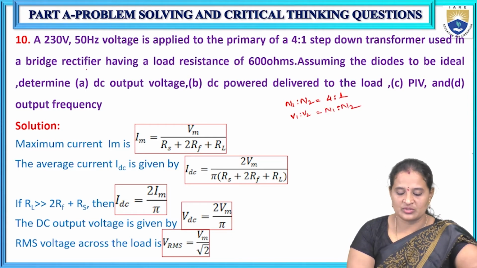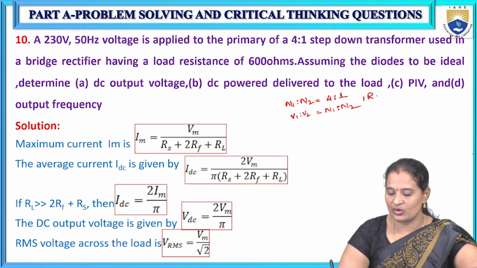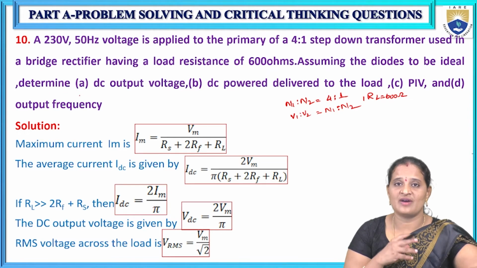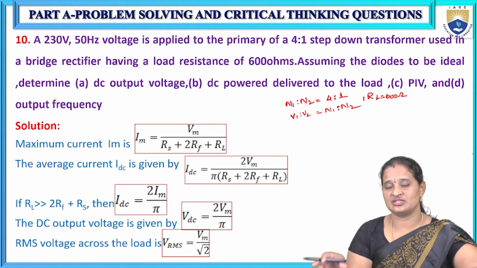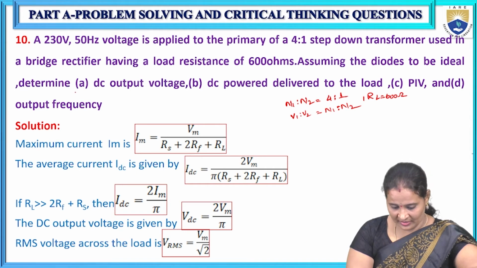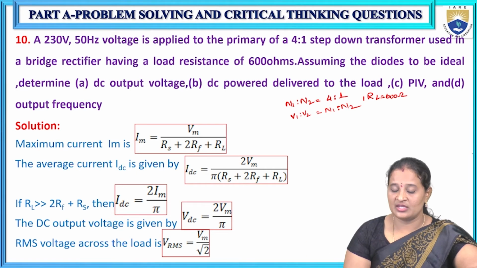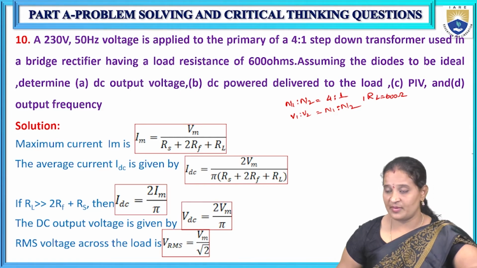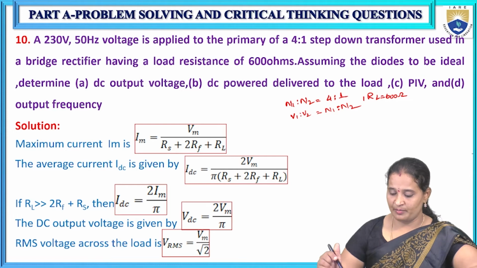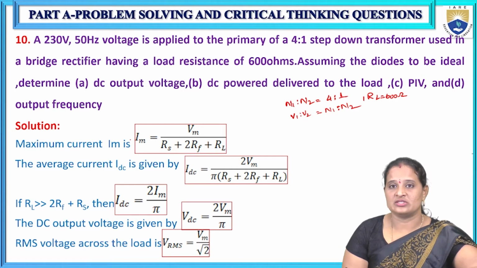The transformer used in the bridge rectifier has a load resistance RL of 600 ohms, assuming the diodes to be ideal. Ideal means forward resistance is 0 and reverse resistance is infinite. So determine the DC output voltage, DC power delivered to the load, PIV and output frequency.